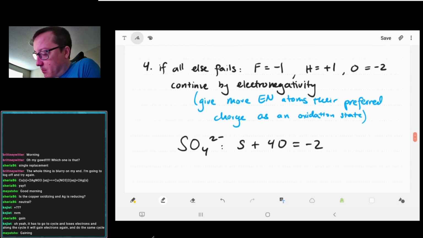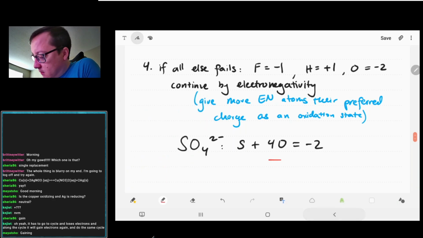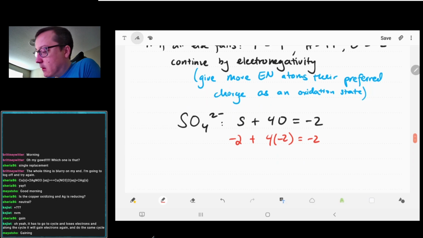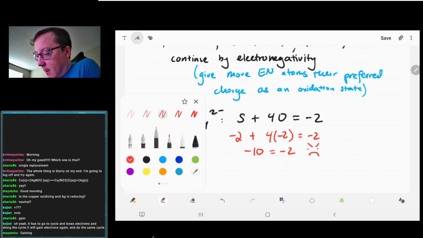So you might be tempted to say, well, sulfur likes a charge of -2, right? If we do this, we have something that has violated mathematics. So this tells us that we can't just give all of the elements their preferred charges. We're going to have to go in this electronegativity order.